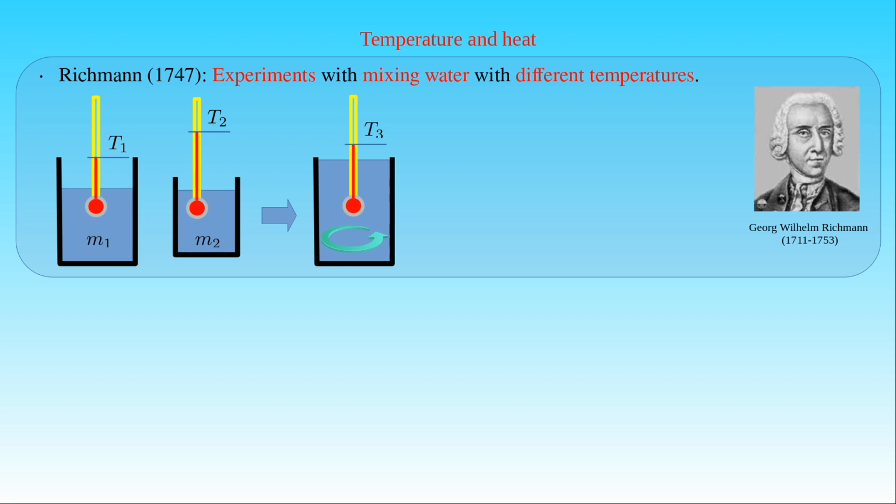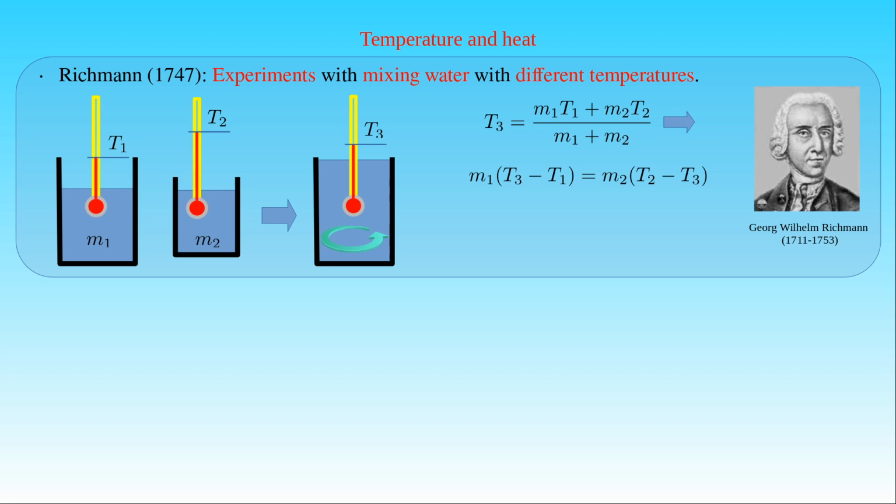He concluded that the temperature T3 of the mixed water is equal to (M1 times T1 plus M2 times T2) divided by (M1 plus M2), which is a simple averaging of the temperatures weighted by the quantities of water. If we multiply this equation by M1 plus M2 and reorder the terms in the result, we obtain the equation which we have already derived. That is, M1 times (T3 minus T1) is equal to M2 times (T2 minus T3).